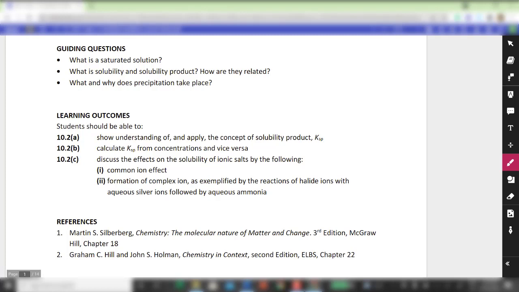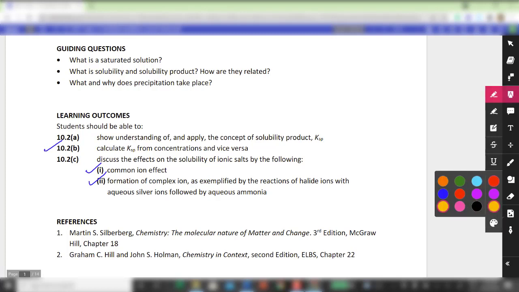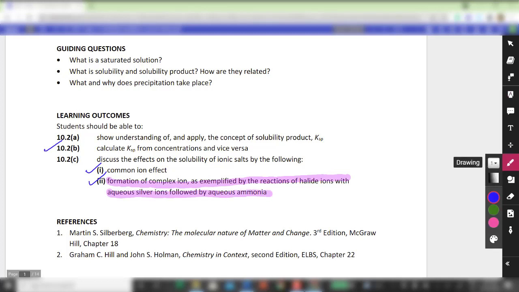And then we have objective 10.2b, which is solely a mathematical objective: how do you calculate Ksp from the concentration and vice versa. So we'll work through that. And then 10.2c, you will be introduced to a term known as the common ion effect, and of course the formation of complex ions as exemplified by halides with aqueous silver ions. This is something you need to take note of, because you will need to be familiar with this for your practicals.